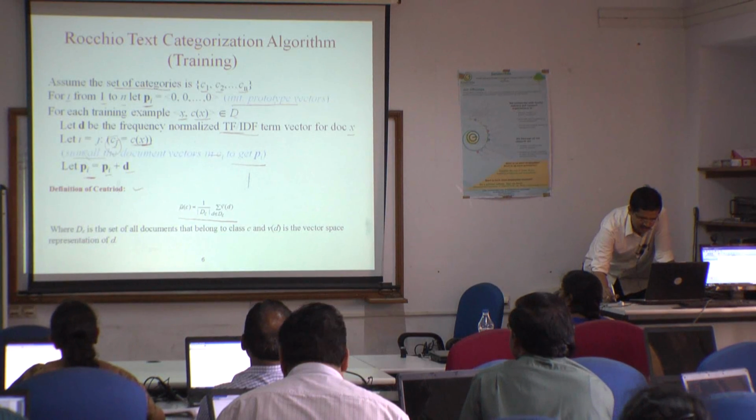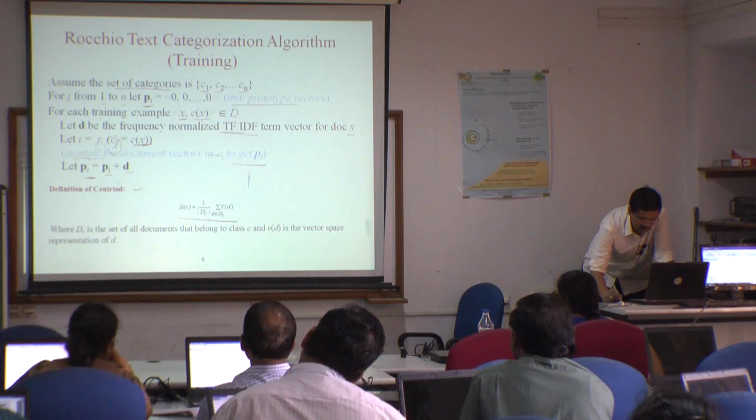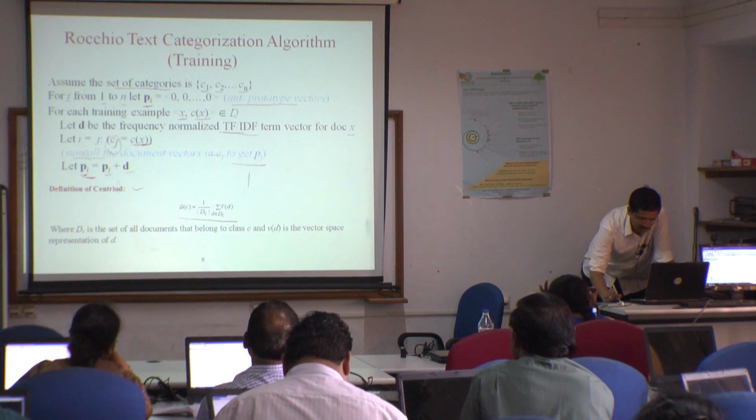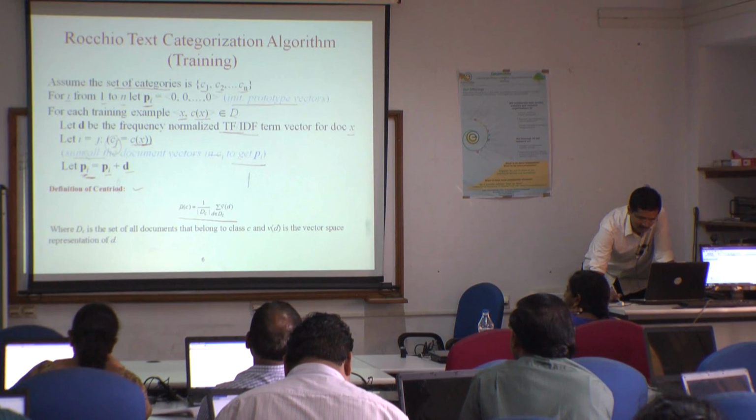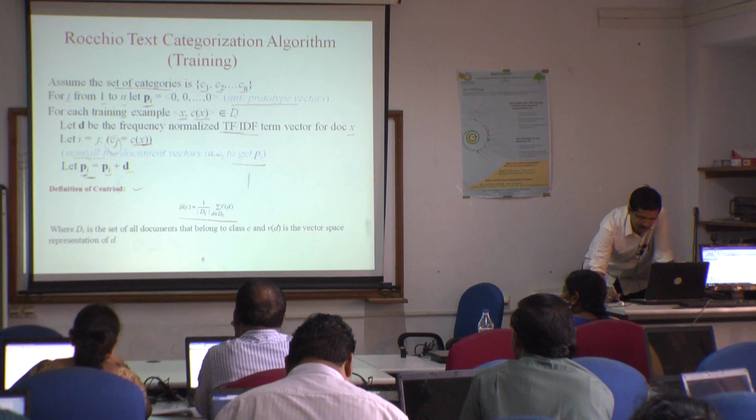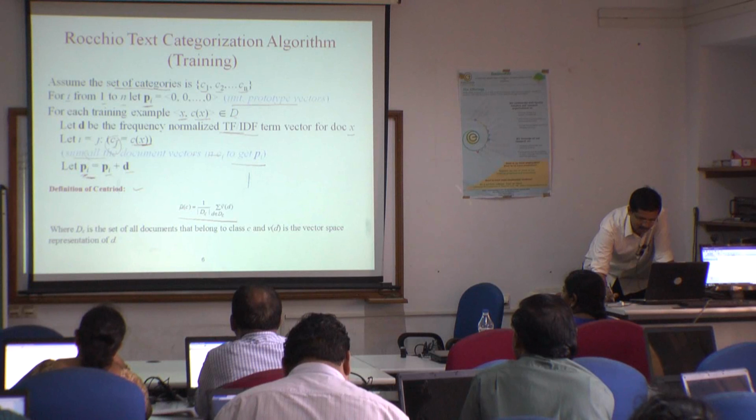Thus, by using this information, here pi will store the TF-IDF score for each word of every single document, and based on this information we generally calculate the centroid.